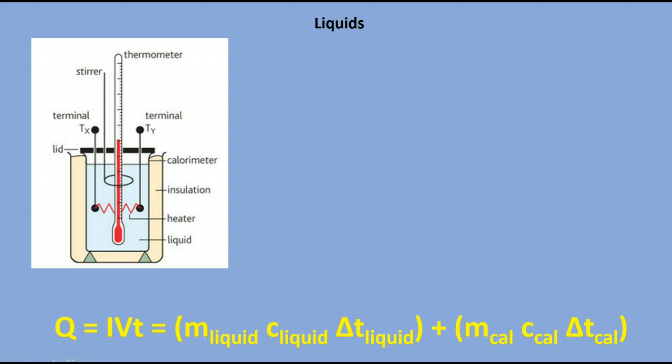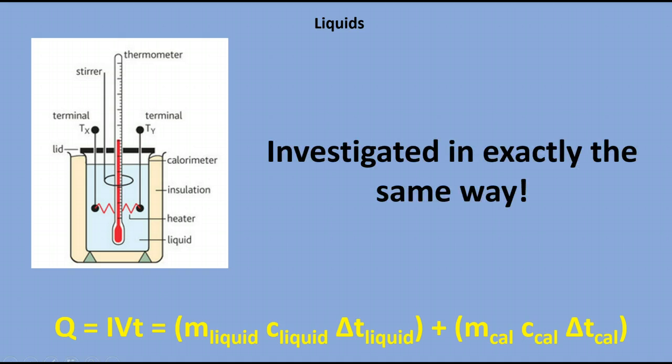If we're investigating liquids, we do it in exactly the same way. The only thing we have to consider is that the liquid has to be contained within a calorimeter, and the liquid will almost certainly transfer some of that energy into the calorimeter, leading to an increase in the temperature of the calorimeter. But we'd always be given the information needed to put it into this form: Q, or IVT, is equal to the sum of mc delta T for the liquid and mc delta T of the calorimeter. Everything else is exactly the same.